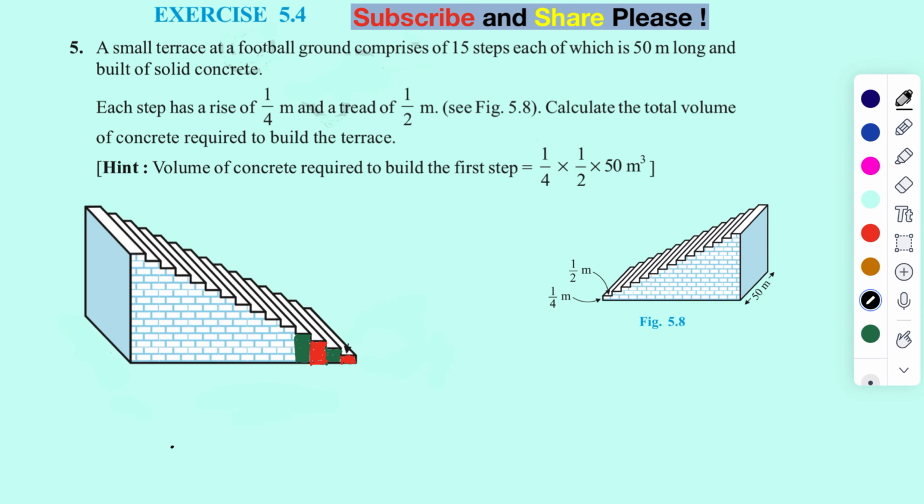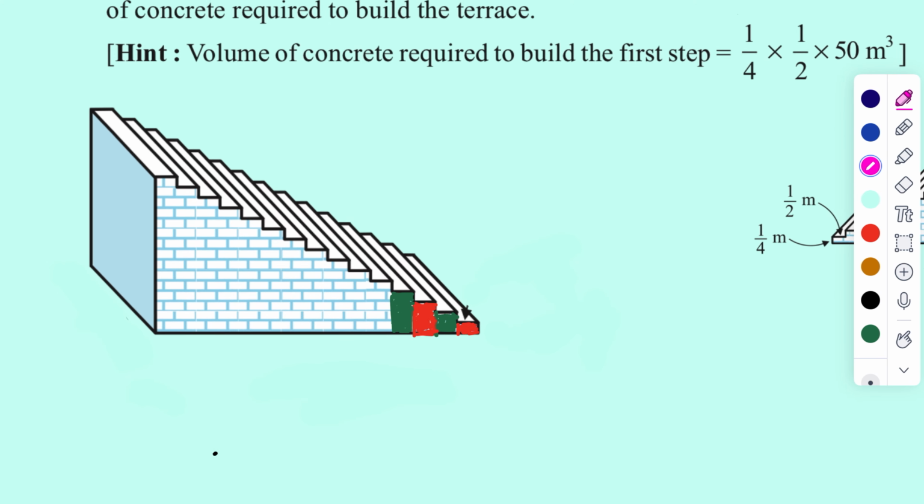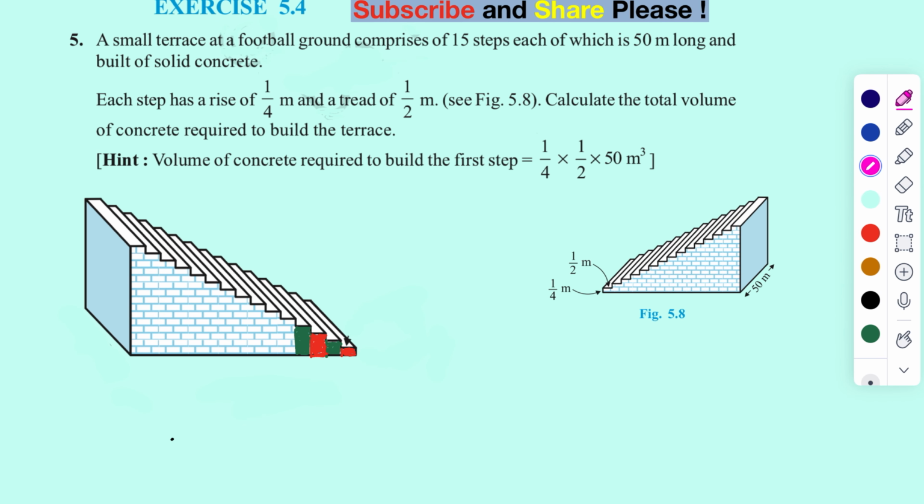A small terrace at a football ground comprises 15 steps, each of which is 50 meter long. That means the length of each step is 50 meter. If you will see, this one is 50 meter, any length you are taking. This is 50 meter, this is 50 meter, this is 50 meter. All these lengths are 50 meter. This is given.